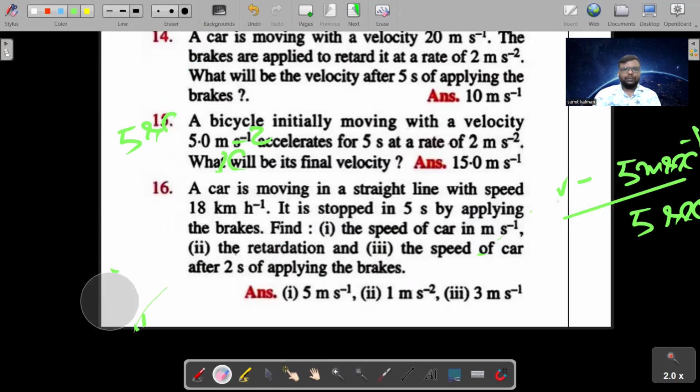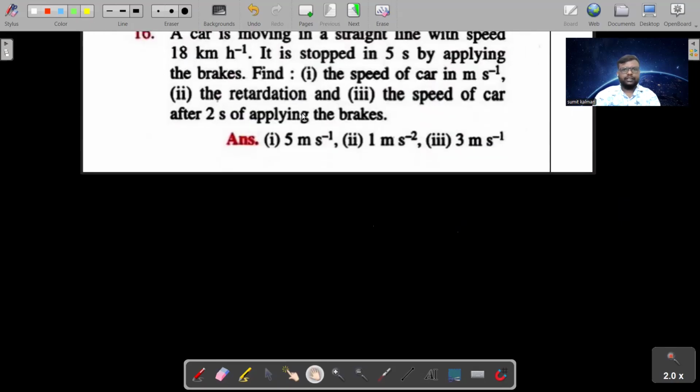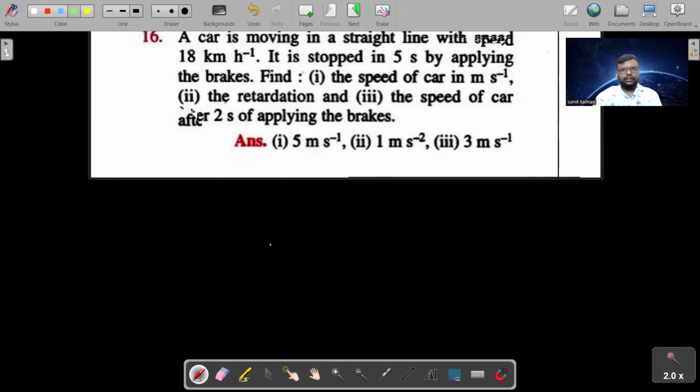Now next, last problem of this lecture. See, a car is moving in a straight line with a speed of 18 km per hour. It is stopped in 5 seconds by applying the brakes. You have to find the speed of the car in meter per second, the retardation, and the speed of the car after 2 seconds of applying the brakes.